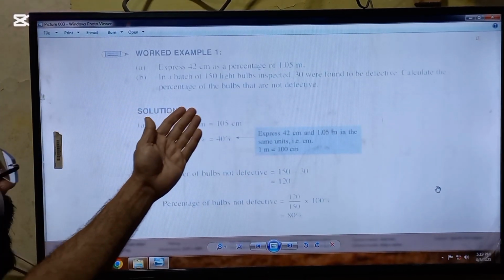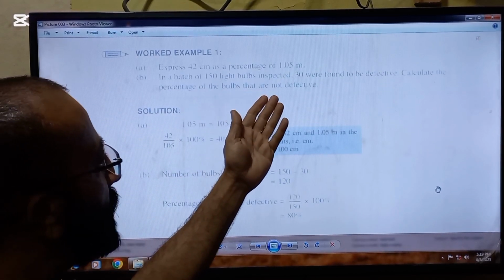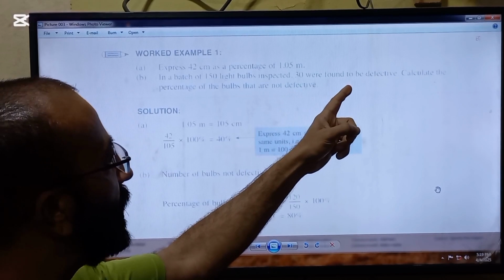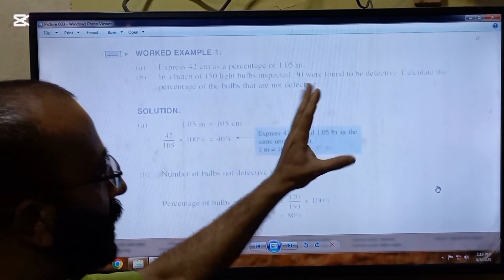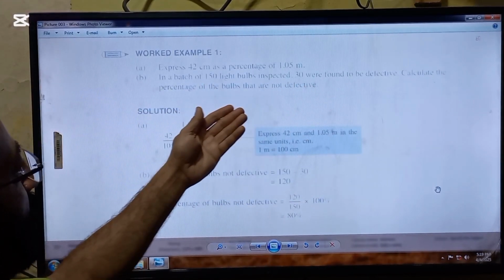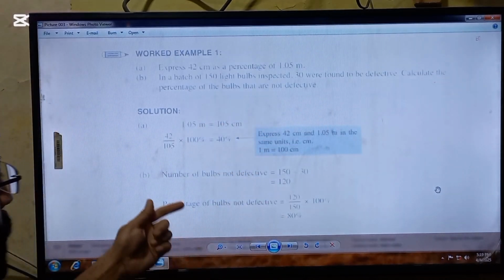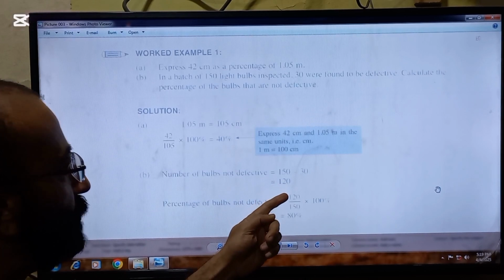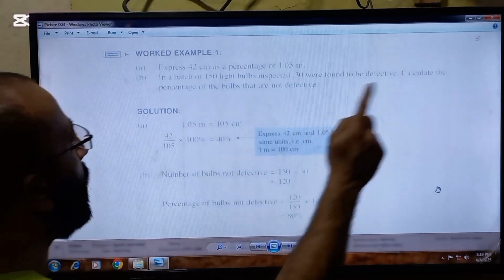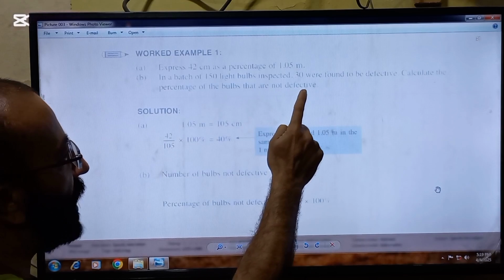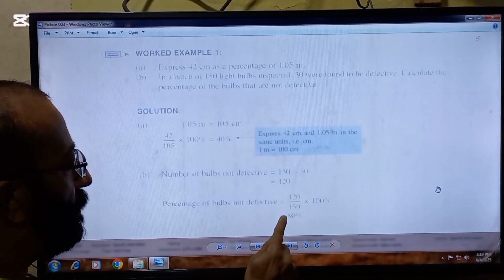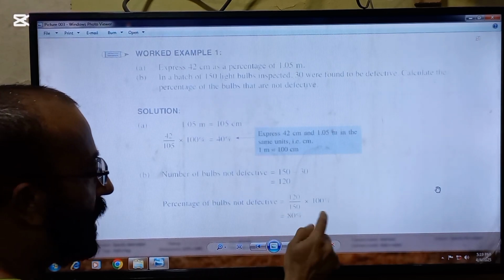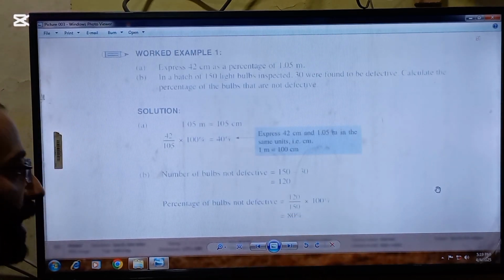In part B, in a batch of 150 light bulbs inspected, 30 were found to be defective. It means if 30 are defective, then 120 will be the right ones. Calculate the percentage of the bulbs that are not defective. So the number of bulbs not defective will be equal to 150 minus 30, which is 120. So now the requirement is to calculate the percentage of the bulbs that are not defective. So the not defective number will be put in the numerator, the total number will be put in the denominator, multiplied by 100%. After cancellation, you will get the answer.